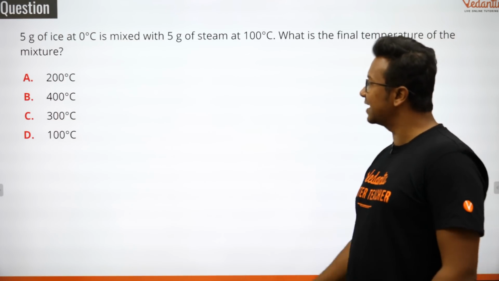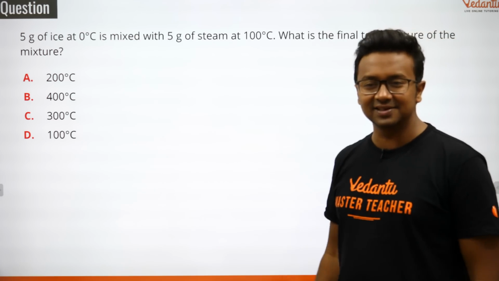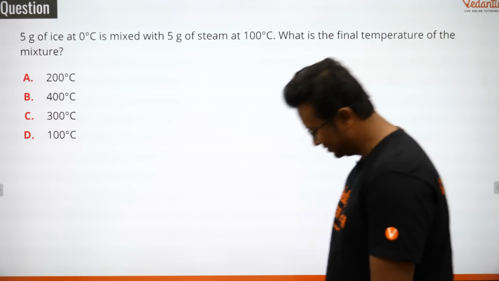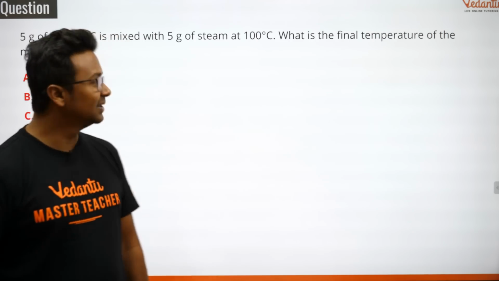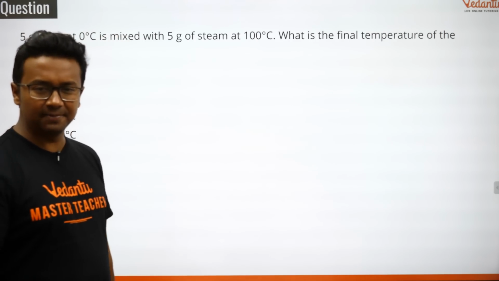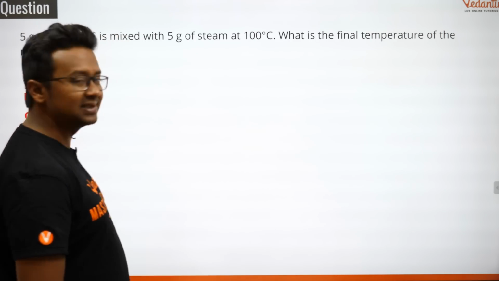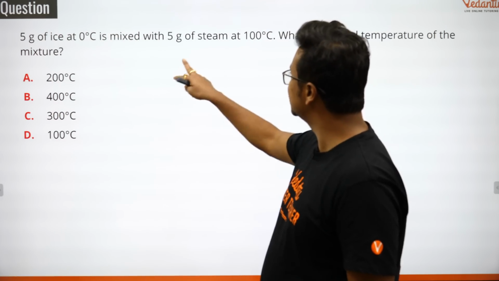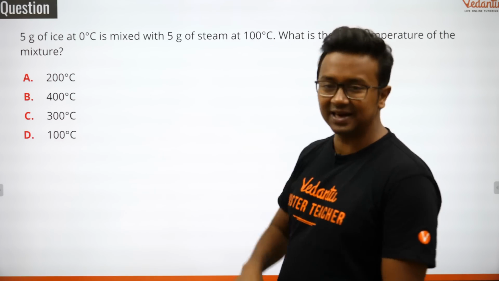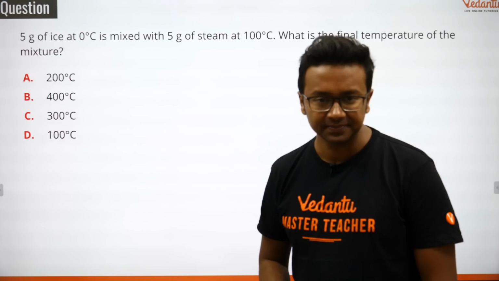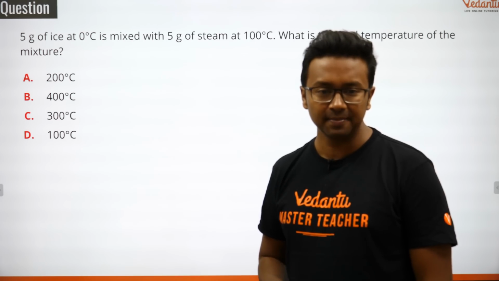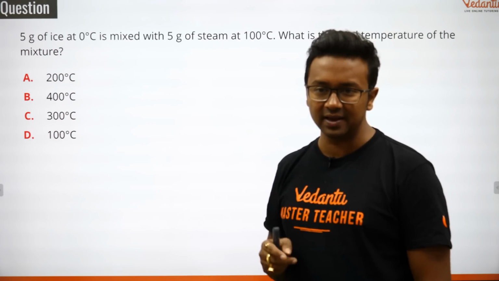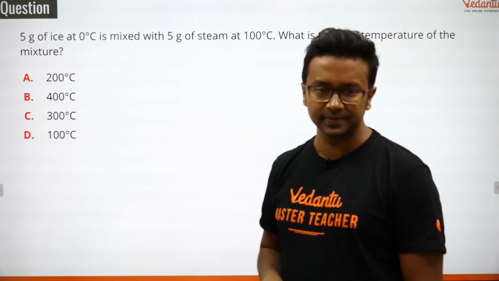This one, 5 gram. This hasn't repeated in any of the years. I've got a very high expectation that this question will be coming in one of the exams for sure. It's an easy one. It's not very difficult, by the way. All right. What do we have? 5 gram of ice at 0 degree centigrade is mixed with 5 gram of steam at 100 degree centigrade. Yes, Shalu, you can ask me your doubt. What is going to be the final temperature of the mixture?